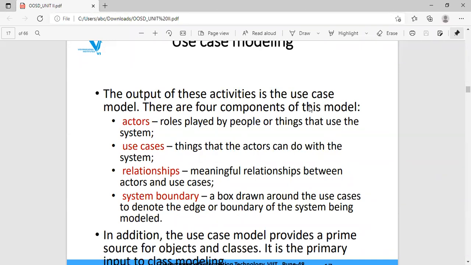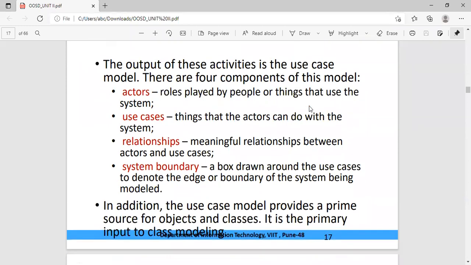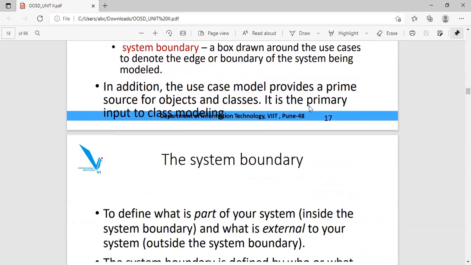In addition, if I want to perform this task for a particular use case model, which provides a prime source of objects and classes, basically because we are using object-oriented technology. So it is the primary input for that particular class modeling.